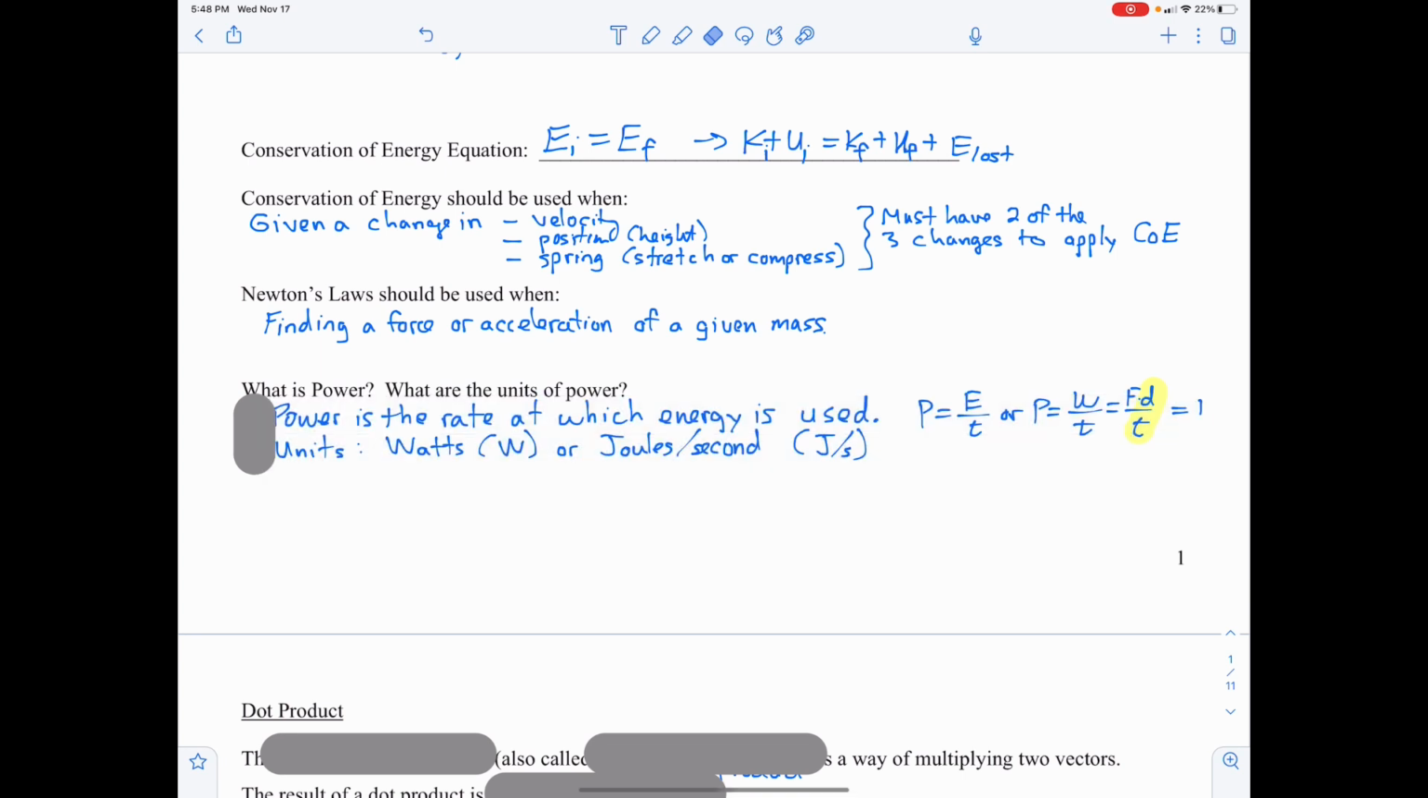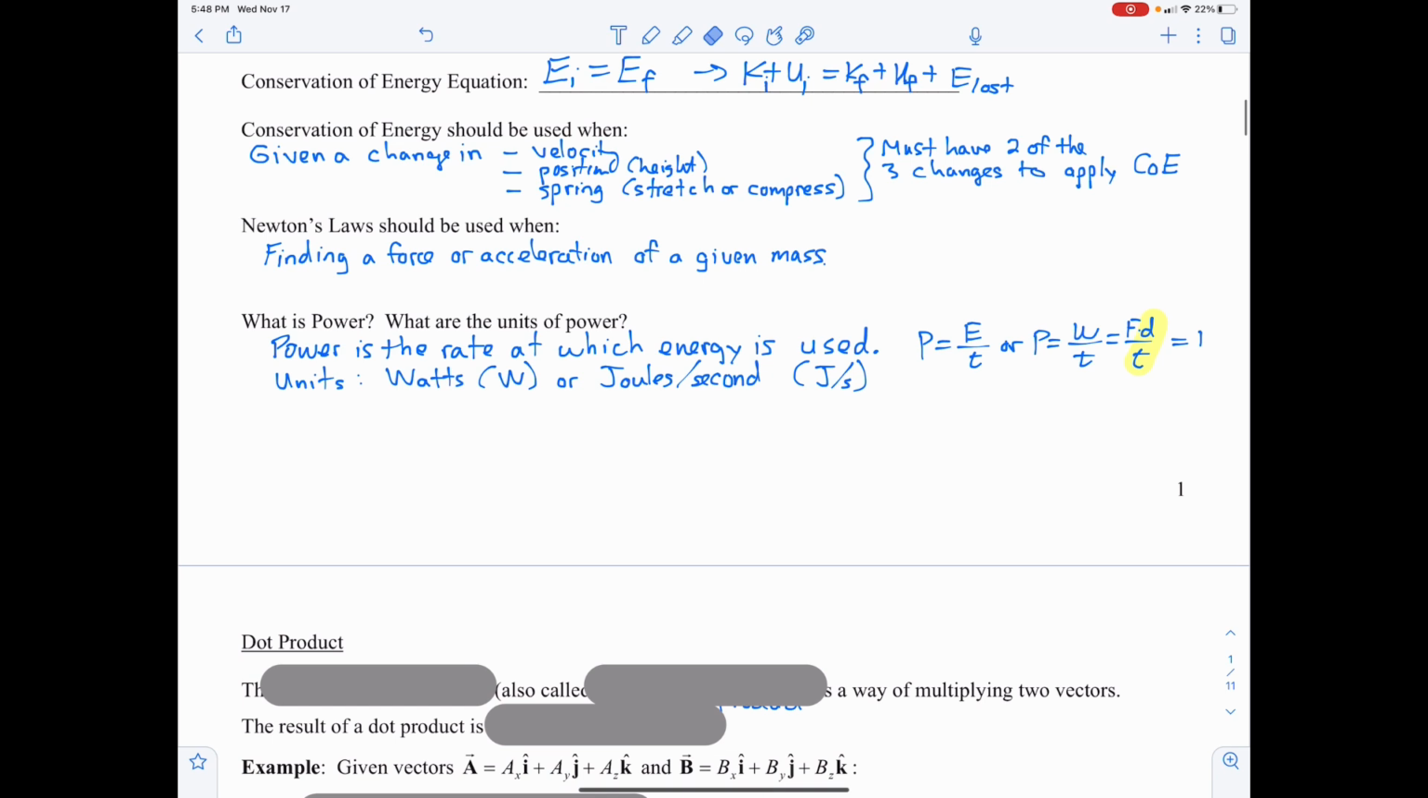Power is the rate at which energy is used. The units are the watts, capital W, or joules per second. It's the energy per unit time, or the energy divided by time, which could also be written as the work divided by time. Since work is force times distance, it's force times distance over time, and force times distance over time is velocity. It could also be written as force times velocity.